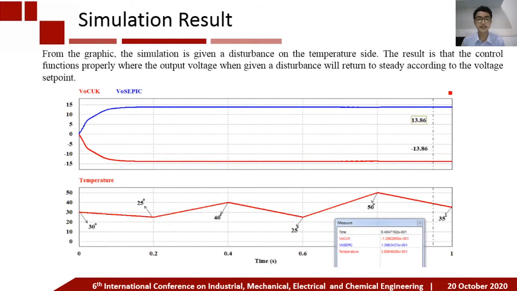Furthermore, from the graphic, the simulation is given a disturbance on the temperature side. The result is that the control function properly where the output voltage when given a disturbance will return to steady according to the voltage set point. The disturbance is given in seconds 0, 0.2, 0.4, 0.6, 0.8, and 1. By adjusting the temperature 30, 25, 40, 25, 50, and 35, the output voltage response when using the control produces a stable voltage when disturbed.